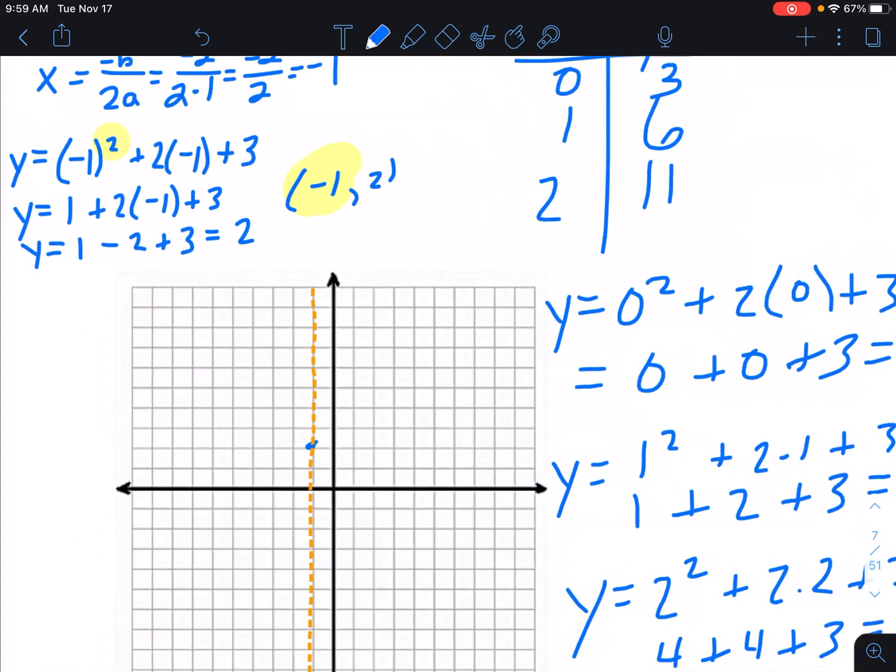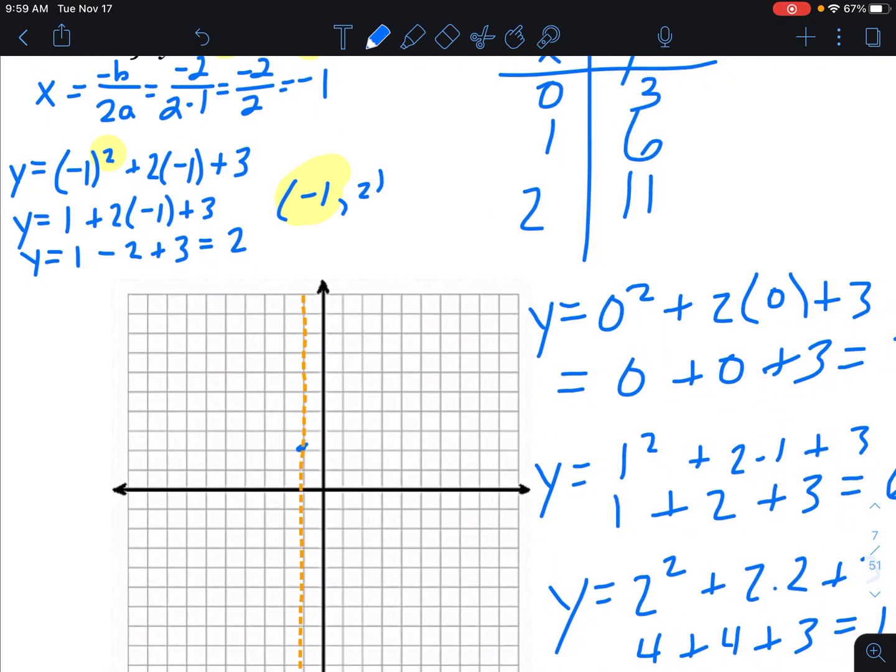Now we're ready to plot those points on our graph. So 0, 3. And then what we're going to do, we're going to use the axis to get a mirrored point on the other side. And then 1, 6. And then that's 2 away from the dotted line. So go 2 away on the left side. And then 2, 11, we'll try to squeeze it up here. And then a matching point on the other side. And then you can draw your parabola.